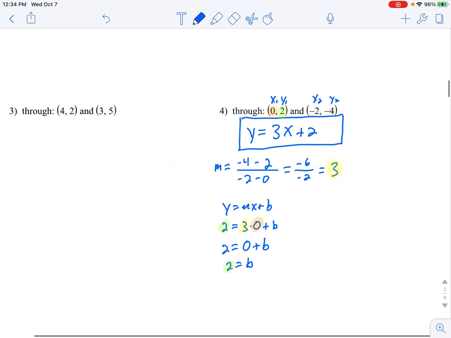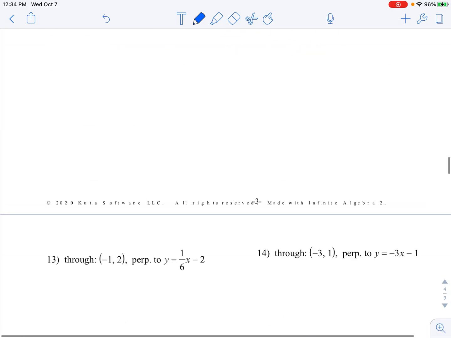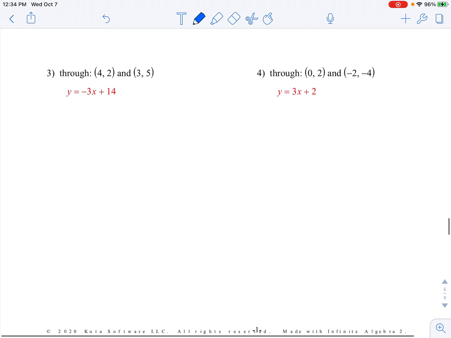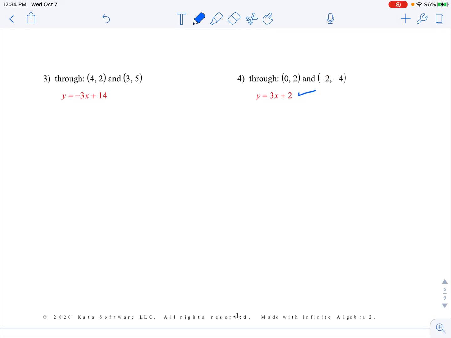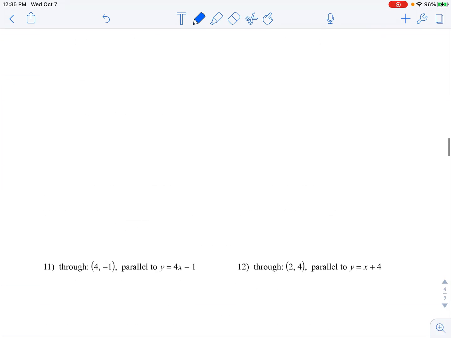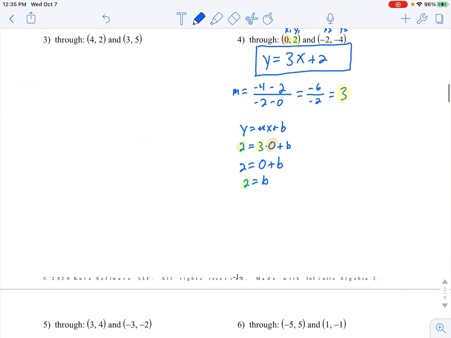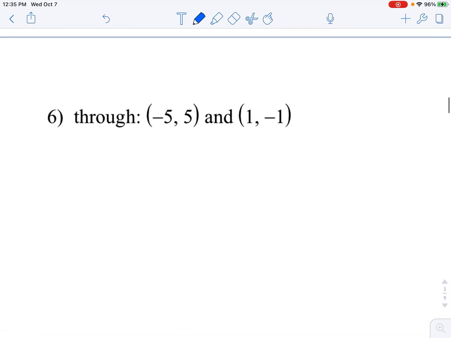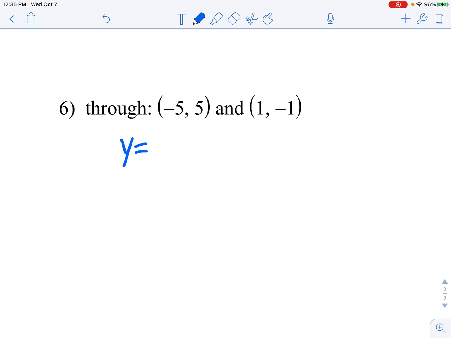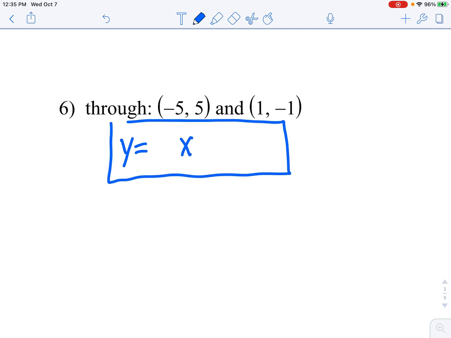The box is around the answer. So 3x plus 2. Let's check number 4. 3x plus 2. All right, just do a few more. This is just practice at this point. Hopefully you get it, and it's something that you can easily do. So y equals mx plus b. I need to fill in the m and the b. To find m, I need to take x1, y1, x2, y2, and do the slope formula.